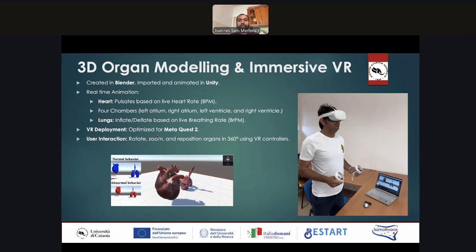So it's as if you are inside the human body, navigating inside the human body and having a view at your own heart organ or the lungs organ.